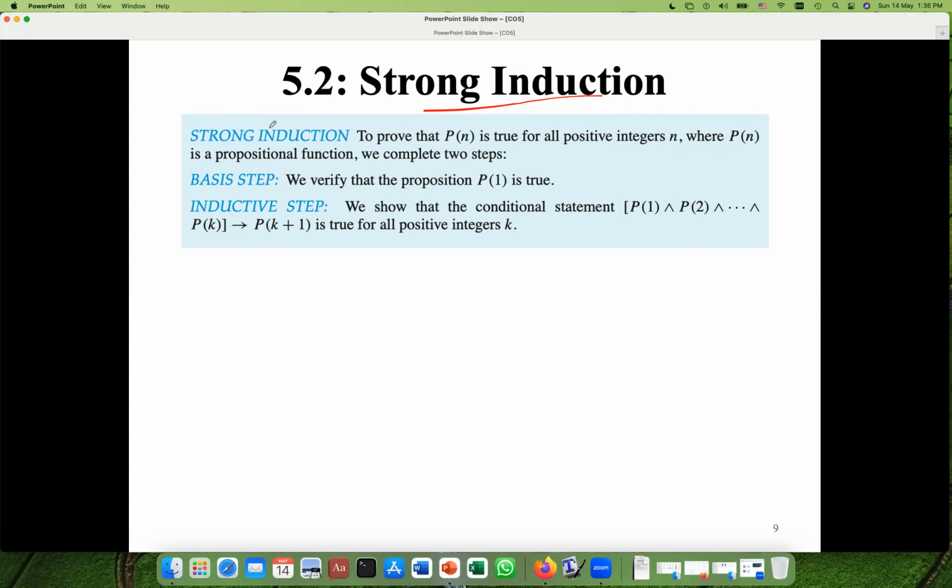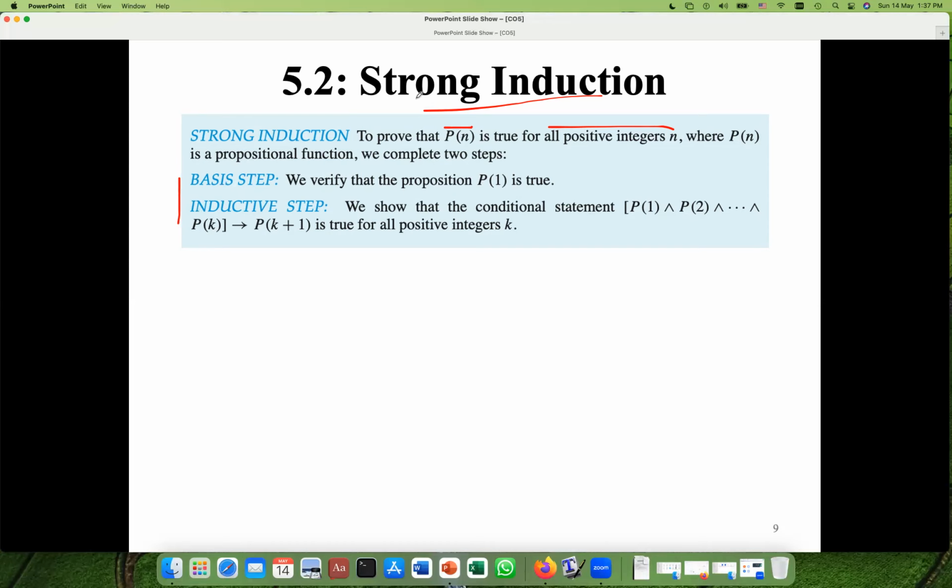And we can use strong induction again for some proposition P of n. If you want to show that P of n is true for all positive integers, that is the same thing. P of n is the propositional function, as you are supposing already in your mathematical induction. And these are the two steps again.